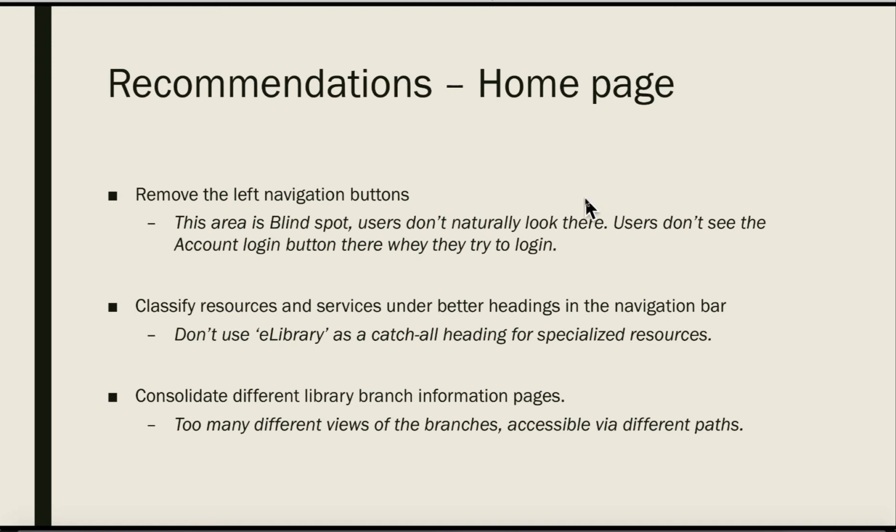Next, classify resources and services under better headings in the navigation bar. Don't use eLibrary as a catch-all for specialized resources. People aren't going to associate a social service with the word eLibrary. The library already offers services such as resources for veterans or people looking for a job, and those options are categorized under eLibrary. Instead, what might be a better idea is to use that left navigation area to have options for these resources, similar to the LA Public Library.